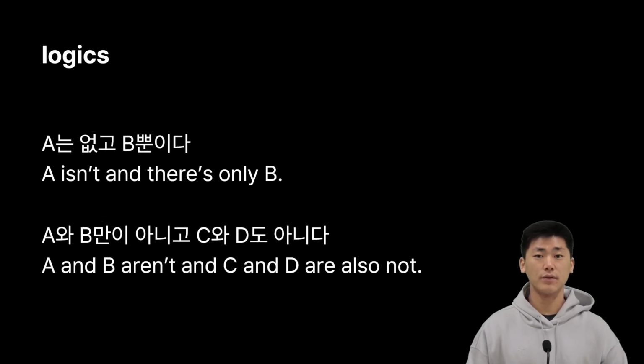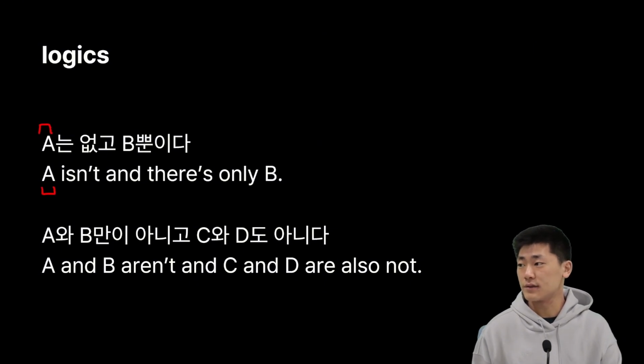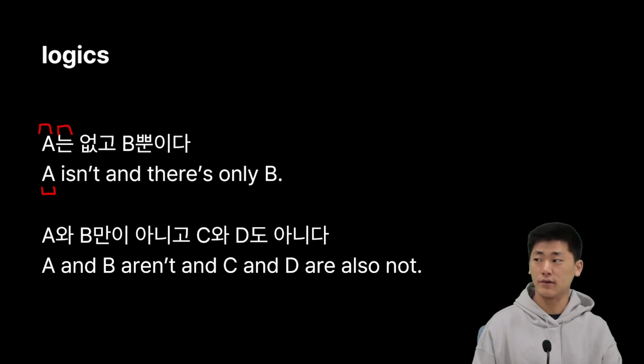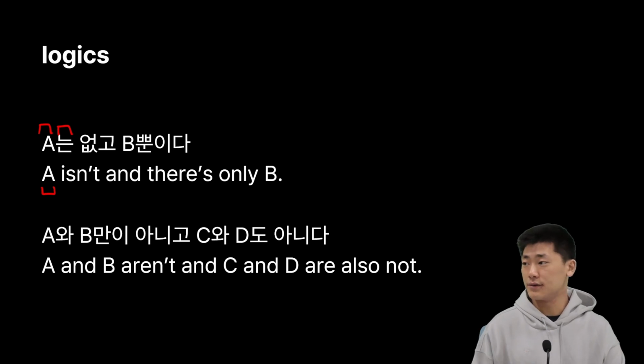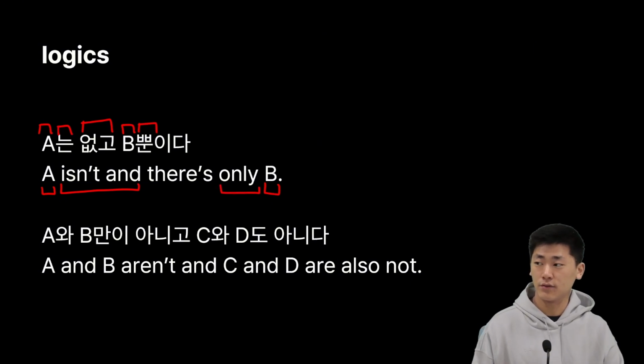And we can make tons of complex propositions by using 이다 and 아니다 with auxiliary particles, which are used in math, laws, and philosophy. Let's break down these examples. The first one is A는 없고 B뿐이다. A isn't and there's only B. In this sentence, A means A, and 는 is the auxiliary particle, which is used as a determiner because it's third person singular, and 없고 means isn't and B means B, and 뿐 is the auxiliary particle which is translated into only, and 이다 means there's.